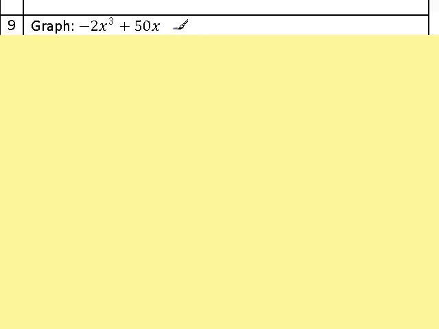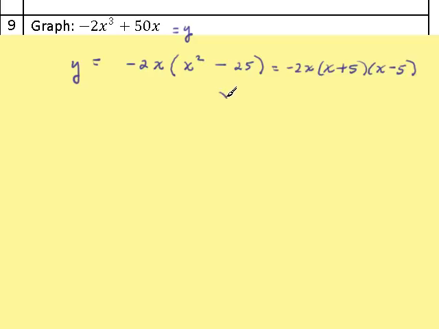Okay, number 9, I left off y equals. Let me put that in. All right, so first we'll factor. So let's do that. Let's pull out minus 2x. All right, so here we're left with x squared minus 25. And we can factor that further, so that's minus 2x, x plus 5, x minus 5. So for our x-intercepts, we have 0, minus 5 coming from the second factor, and 5 coming from the third factor. Let's put these on the number line.